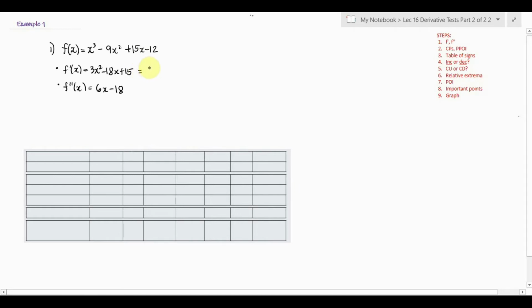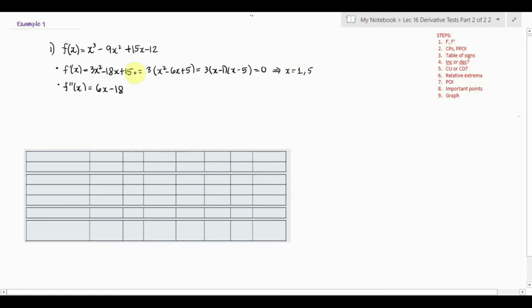So, start with f prime. I can factor out 3. So, this will be x squared minus 6x plus 5. And I can factor it furthermore as x minus 1 times x minus 5. Okay? So, we equate this to 0. Therefore, the zeros of our f prime are x equals 1 and x equals 5.